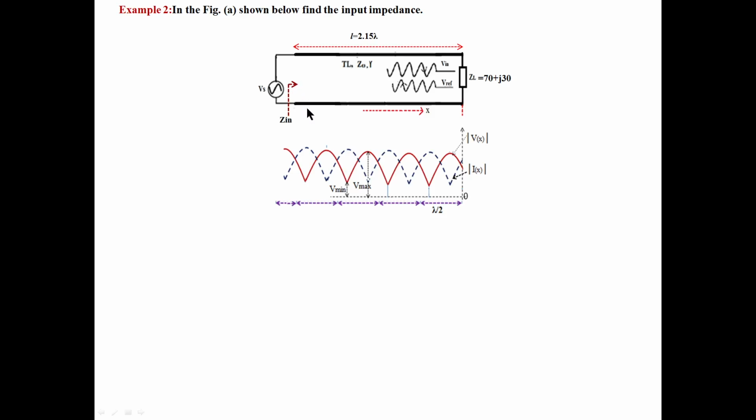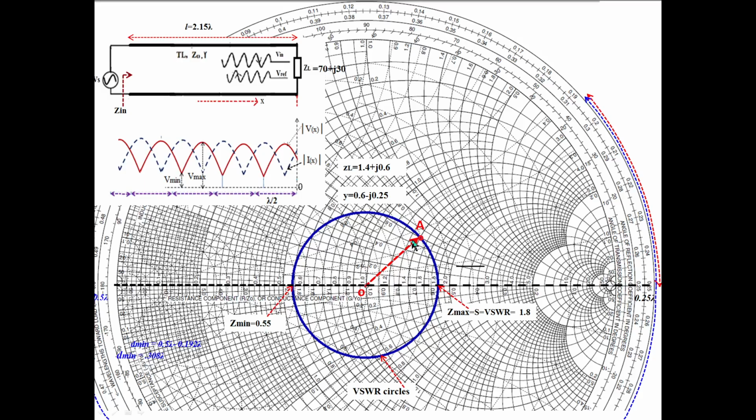If you go for equations, it is difficult. You have to substitute the length of the line and all the parameters. It's complex mathematics. So instead, we can do that on the Smith chart. We have to move a distance of 2.15. How to do that on the Smith chart? You start from here and move like this. That means you are moving over a transmission line.